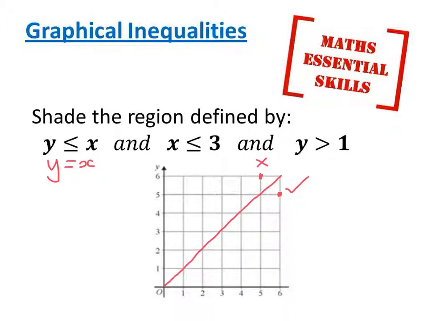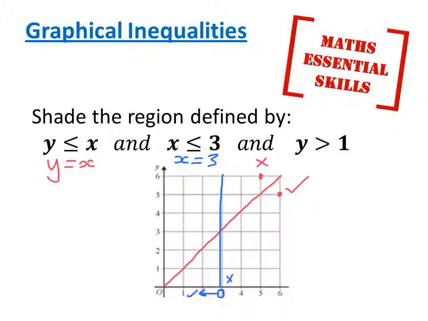x is less than or equal to 3, so I'll do it in blue. I'm going to start by drawing the line x equals 3. So I find 3 on the x-axis and I will draw my line going up. And now the side where x is less than 3 is clearly on the left. So I know that this is the wrong side here, and this is the right side.